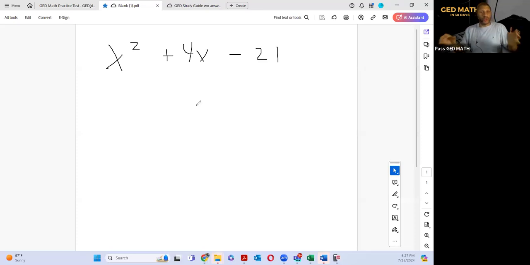Okay. So what you're doing is, what 2 numbers can I combine together that's going to give me 4, and I multiply together, that's going to give me 21? What you should see: 21, well, 1 times 21, 3 times 7. 3 and 7. I see I can get to a 4 from 3 and 7, right? So watch this. This is a positive number, so I know my largest number is positive. X plus 7, x minus 3.